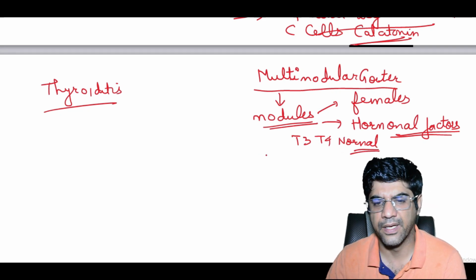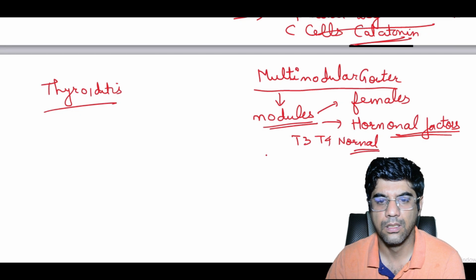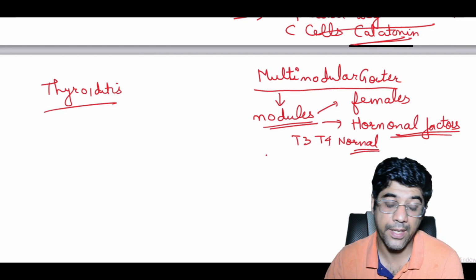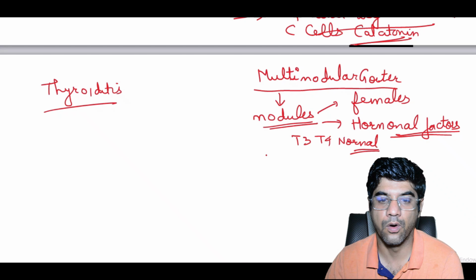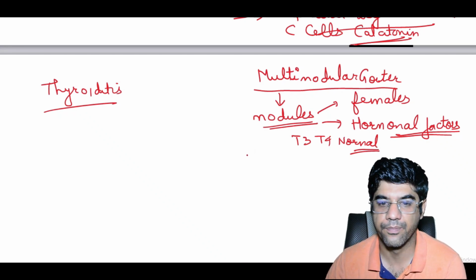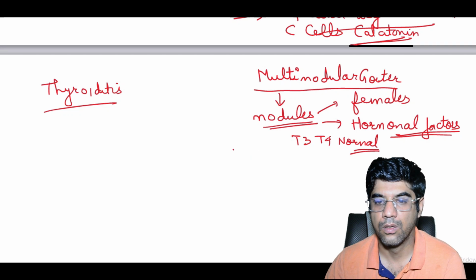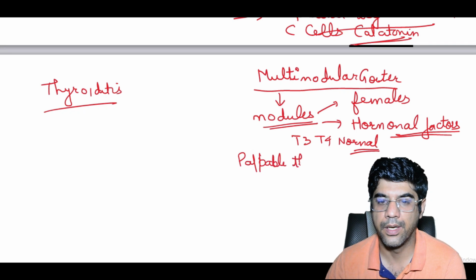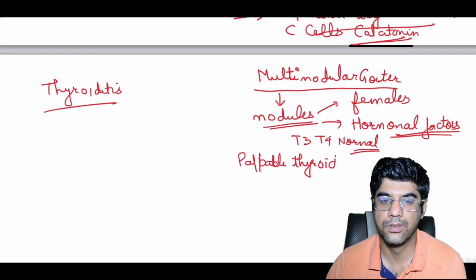So it is often asymptomatic, but it may cause difficulty in swallowing or breathing if the goiter is larger in size. You will see palpable thyroid nodules along with the enlargement of the thyroid gland.